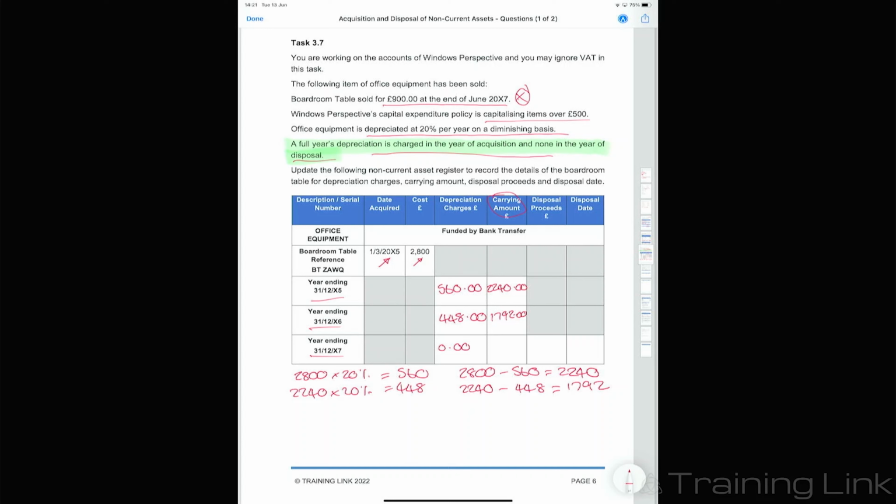We would take the carrying amount of 1,792 and times it by 20%. However, we're not doing that based on the policy given to us in this scenario. So always look out for that. And that also means that the carrying amount is 0 because it no longer belongs to the business. What has happened is we've sold it for £900, so we can enter that into the disposal proceeds, and then we'll enter the date there as 30th of June 17.